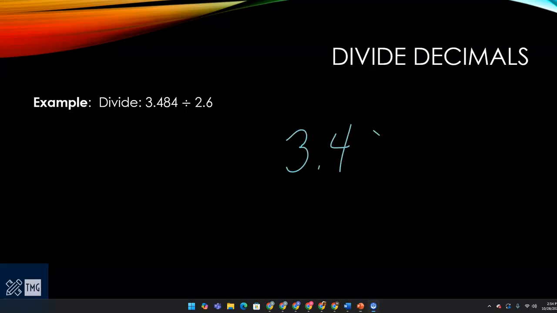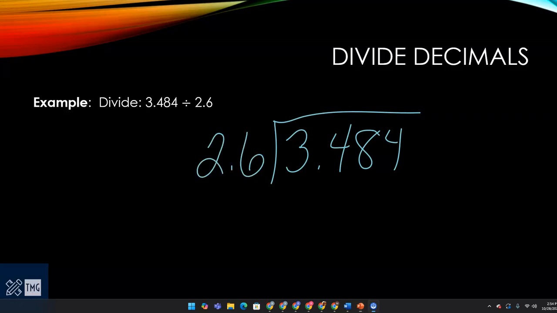3.484 divided by 2.6. Now you can see 2.6, our divisor, has a decimal, so I'm going to move it over one place. And because I moved it one place in the divisor, I move it one place in the dividend. Now I like to just move my decimal straight up at that point. So there it goes. All right, now I can divide.